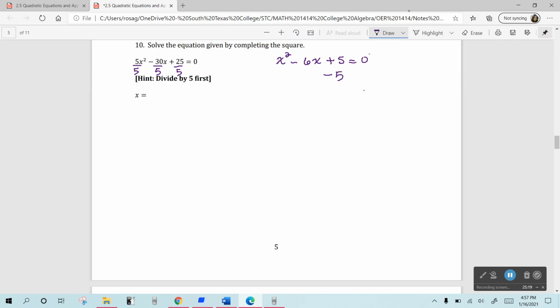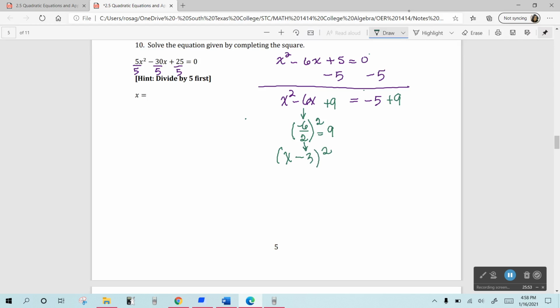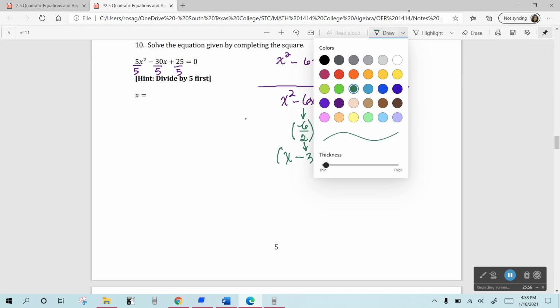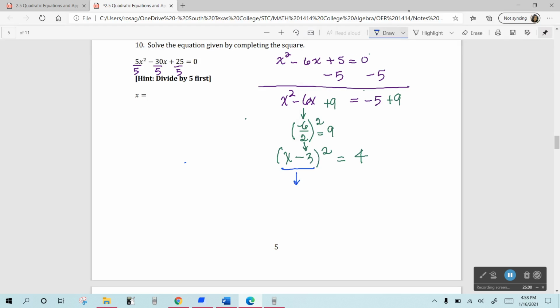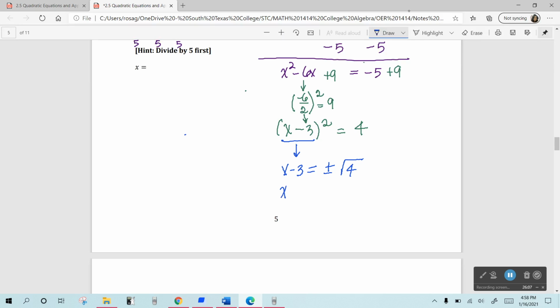Okay, now I'm gonna move the number with no letter to the other side. I'm gonna get the middle number, divide by 2, and square. 3, that's 9. So I'm gonna do plus 9, plus 9. Now comes time to factor. So it's gonna be x, whatever number in the middle, so that's gonna be minus 3, equals to 4. Okay, now comes time to solve. If I'm gonna solve, I'm gonna get the inside equals plus minus the square root of the number. Now for us, this one is a nice one. Square root of 4 is 2.